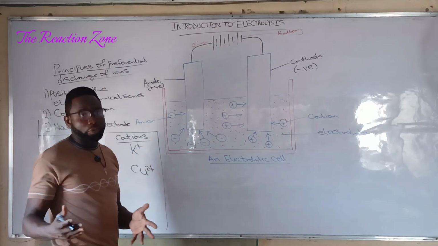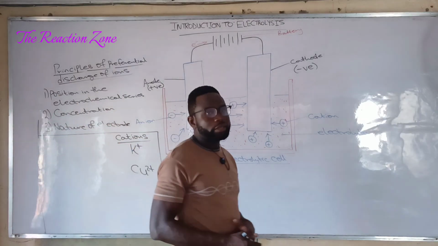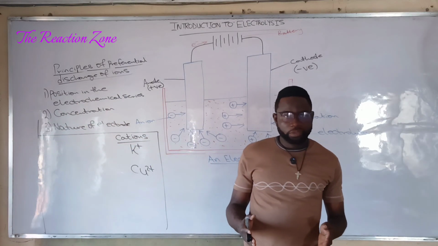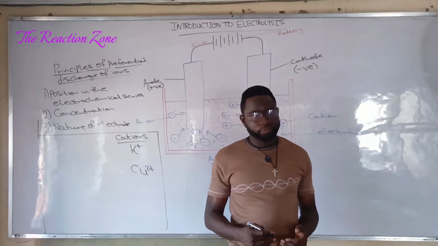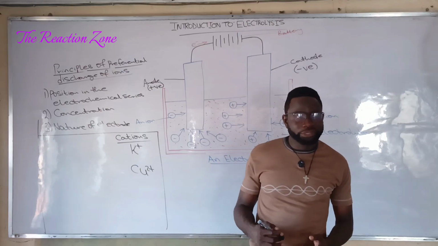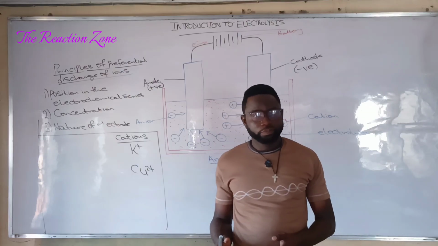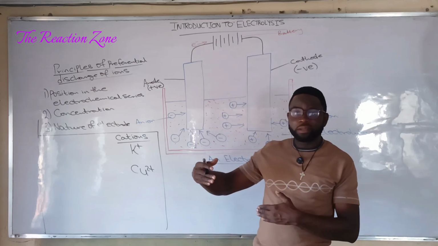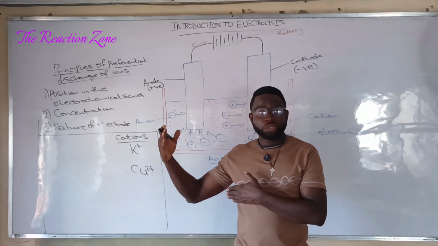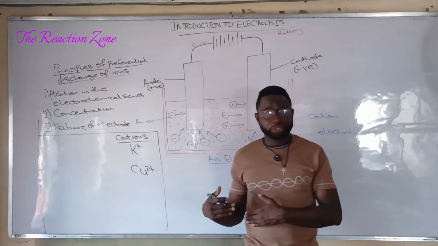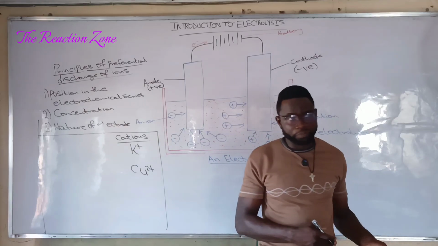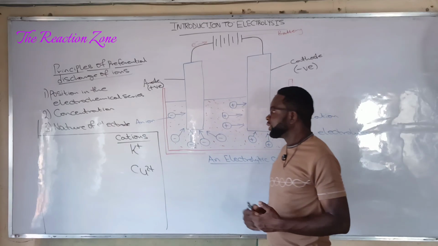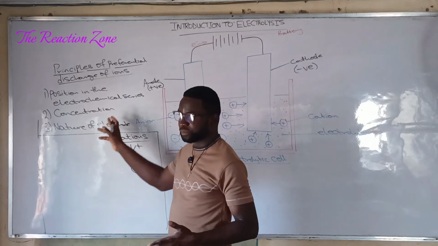It is also possible that an ion that is lower in the electrochemical series is not discharged preferentially. This means it is possible for an ion that is higher in the electrochemical series to be preferentially discharged to the one that is lower. And this is where concentration comes in.